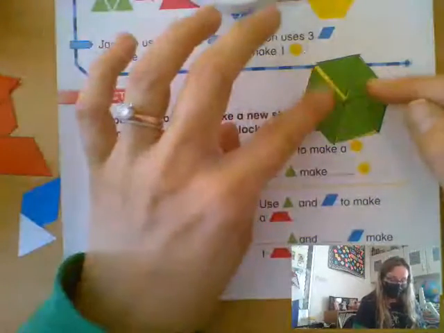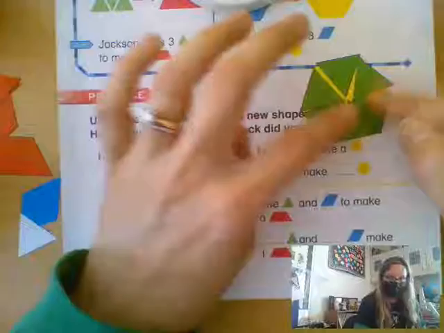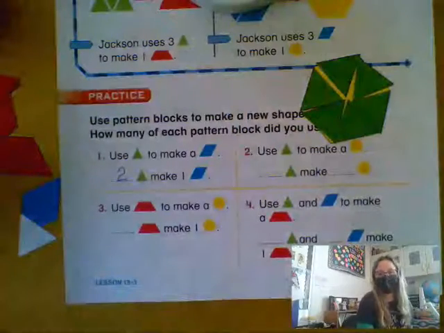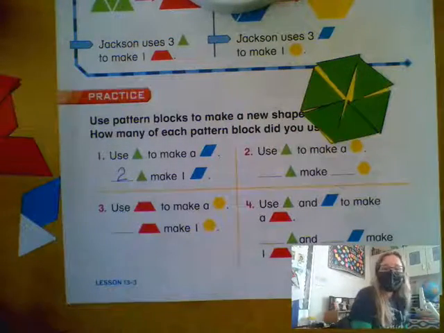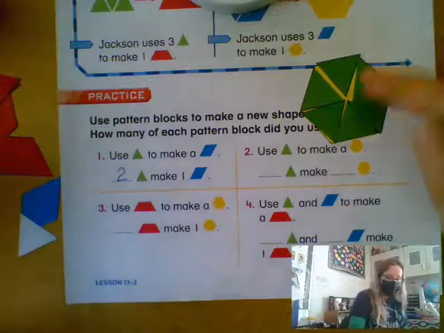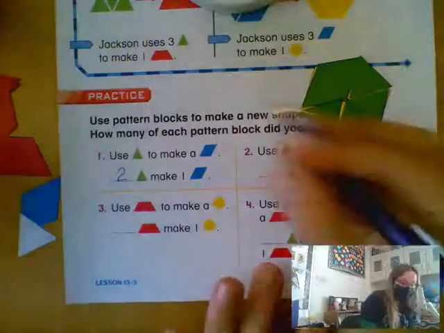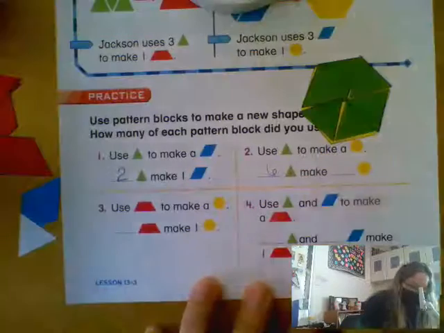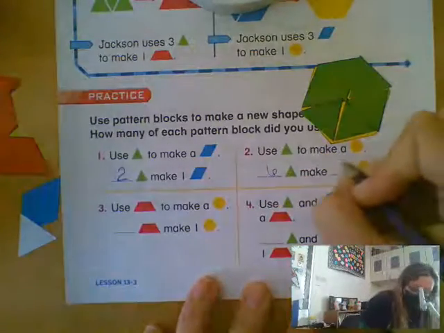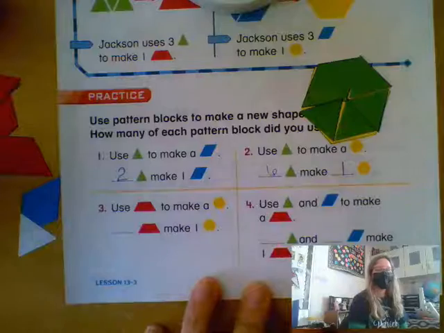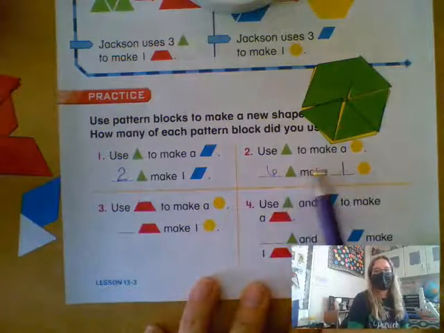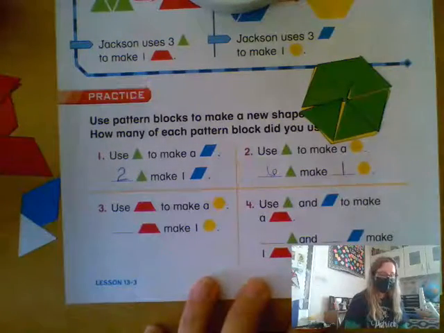Okay. Let me come around and see how you guys are doing. All right, so on the count of 3, how many triangles did we use? 1, 2, 3? 6! Awesome. So you're going to write 6 triangles make 1 hexagon. 6 triangles make 1 hexagon.